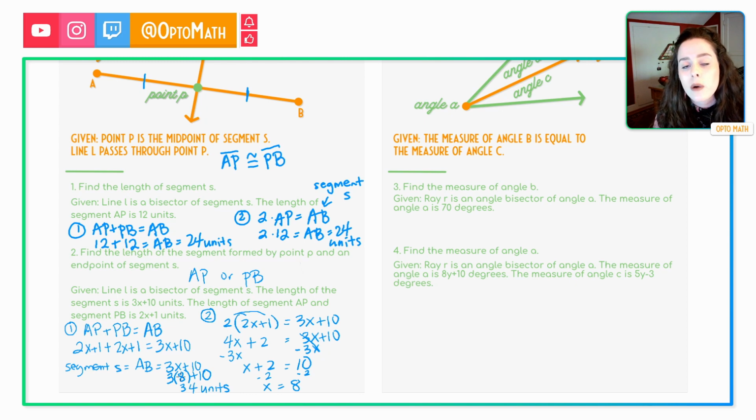So here are our steps. Set it up. It could be segment addition, or it could be 2 times one of the smaller chunks equals the total if it's bisected, right? Then you solve for x, and if you're trying to find a segment length, you substitute back into that expression to find the length. So 3 main steps there.